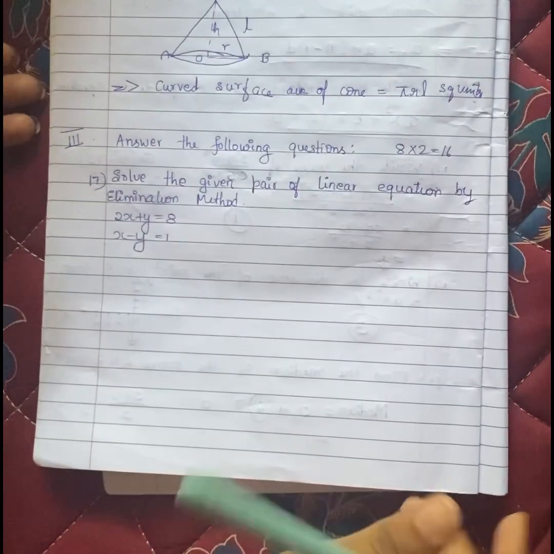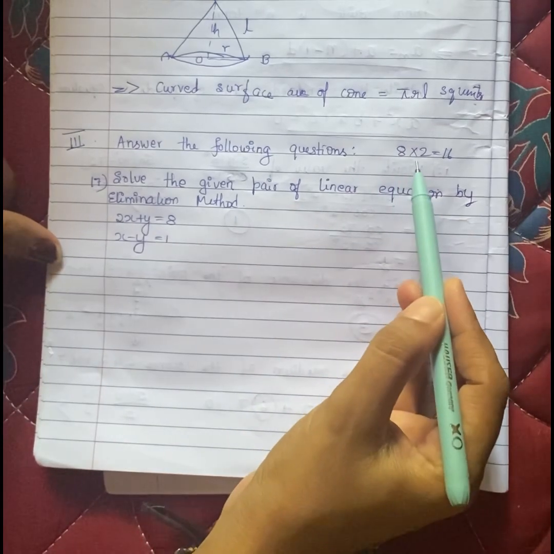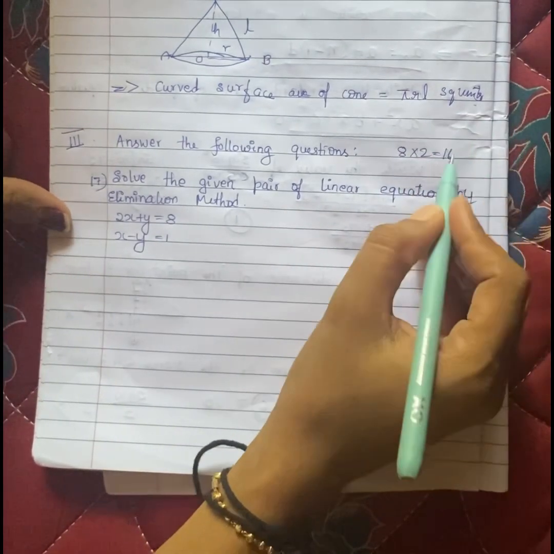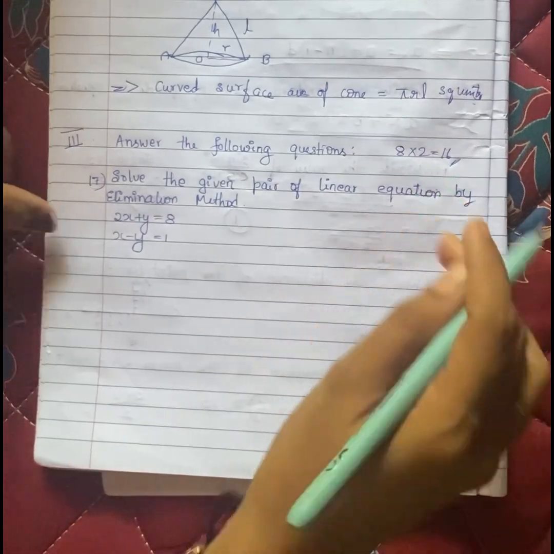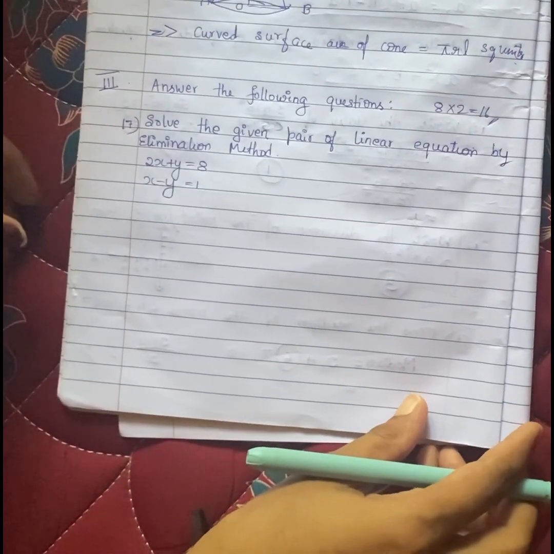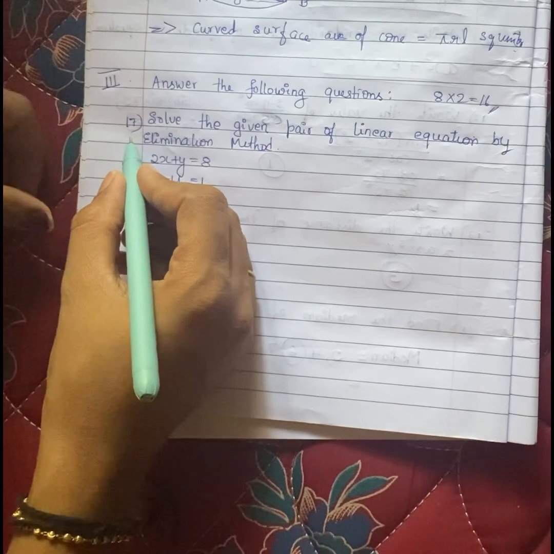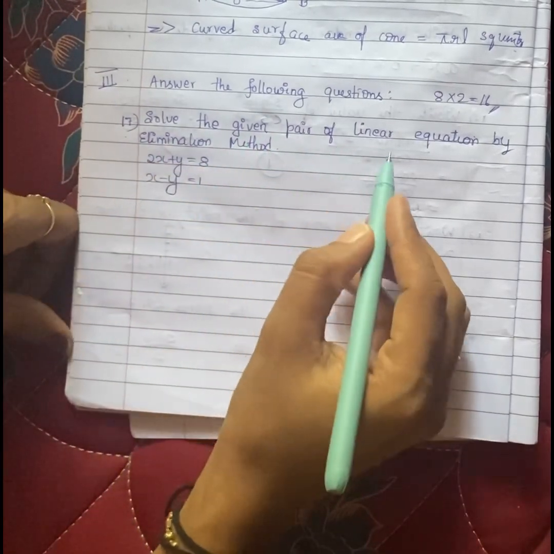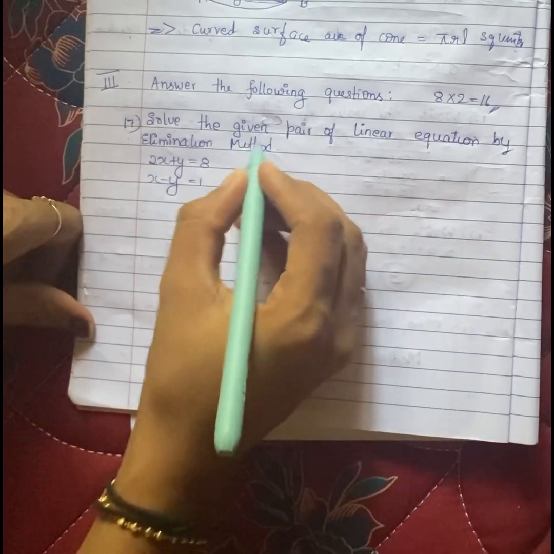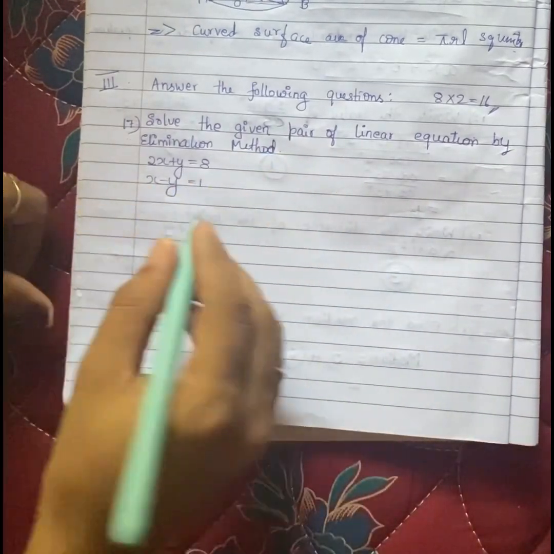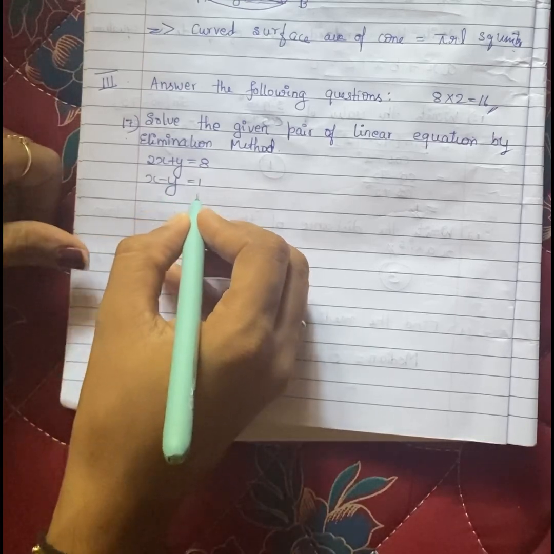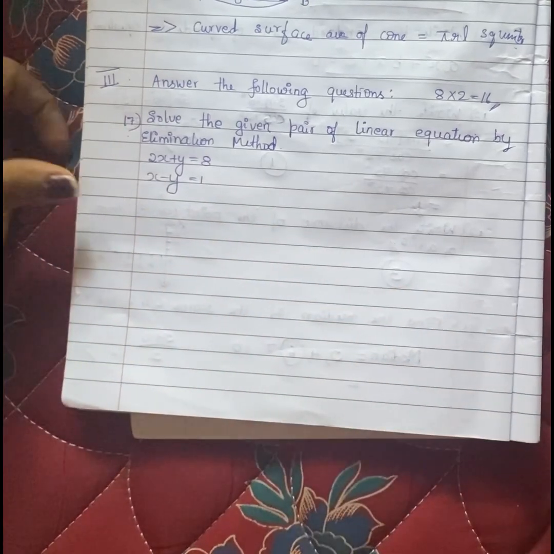Okay, so now we have 2 marks 8 questions where the mark sums up to 16. So I'll just solve the 17th question of 2 marks. The question is: solve the given pair of linear equations by elimination method. 2x plus y is equal to 8 and x minus y is equal to 1.